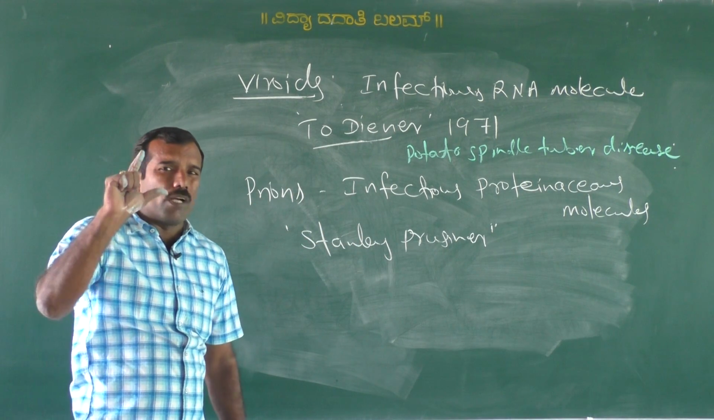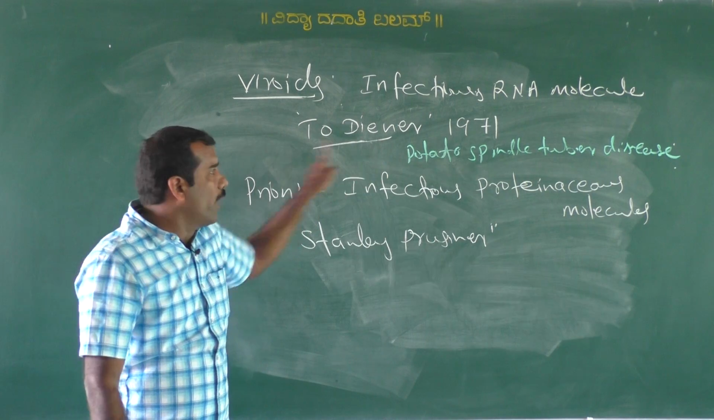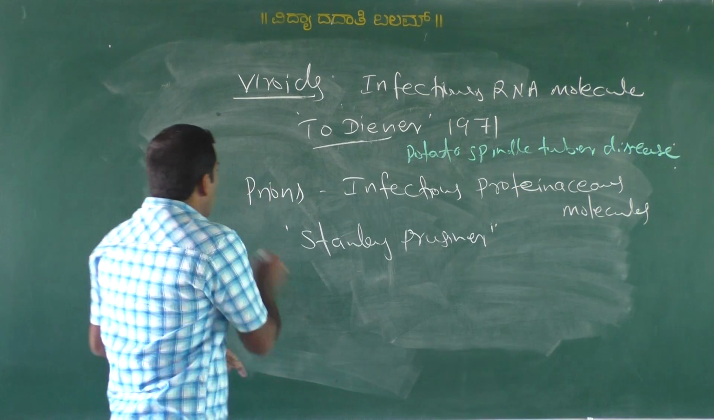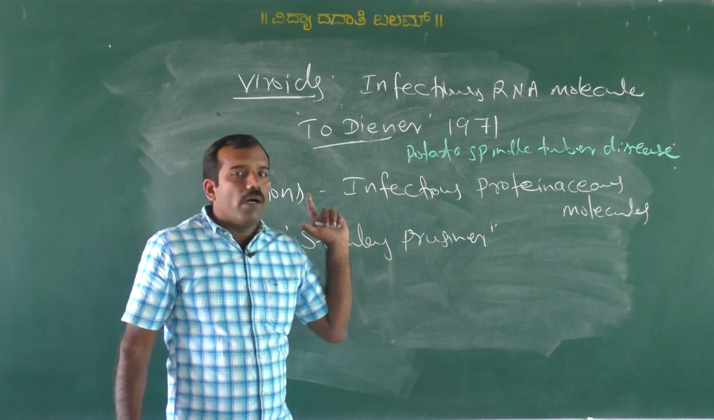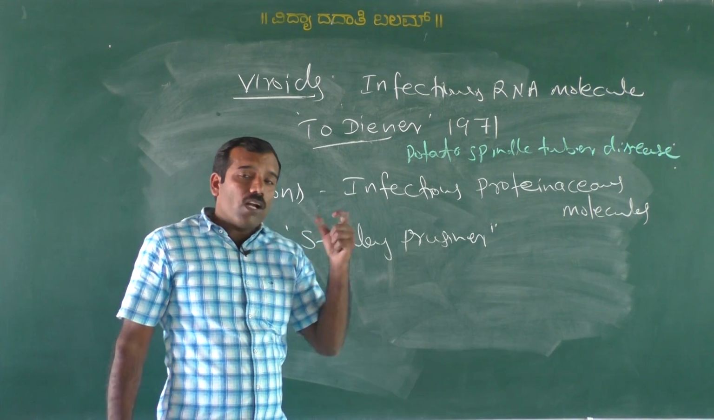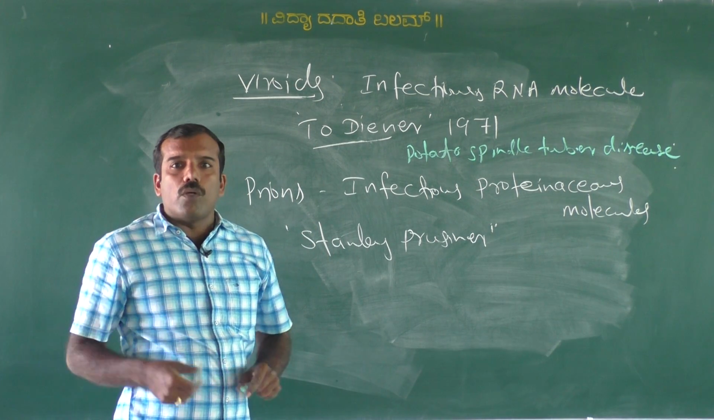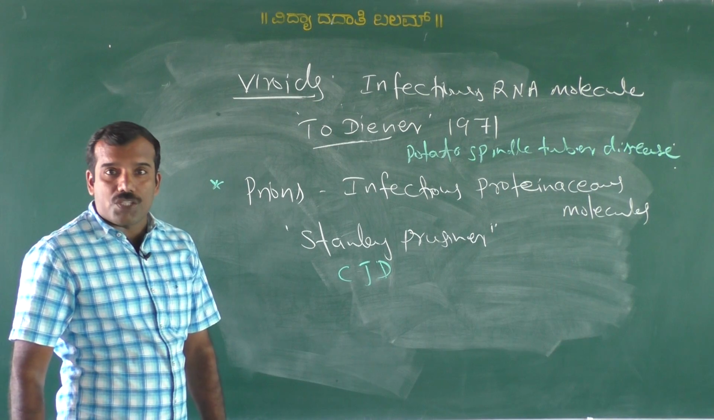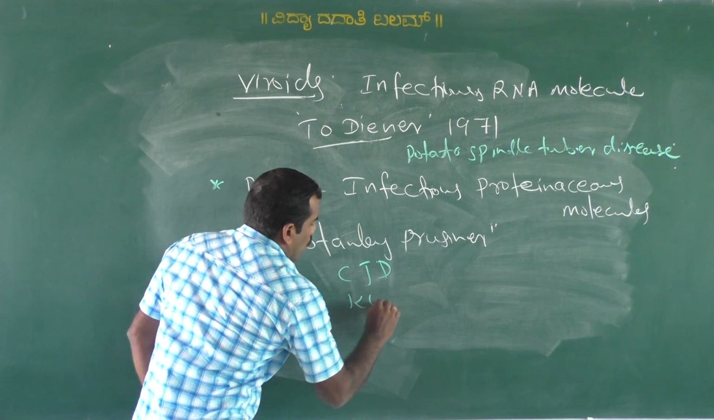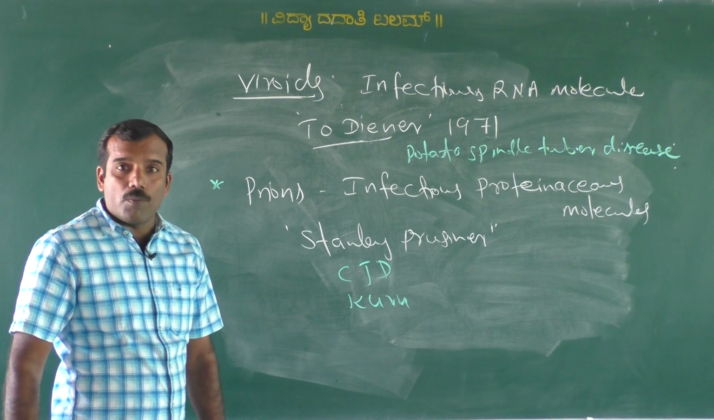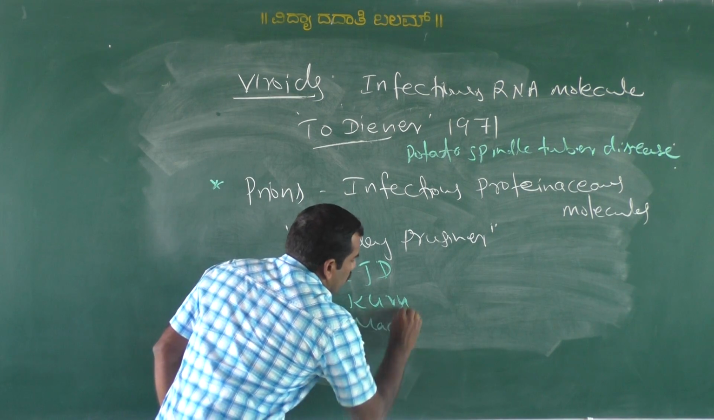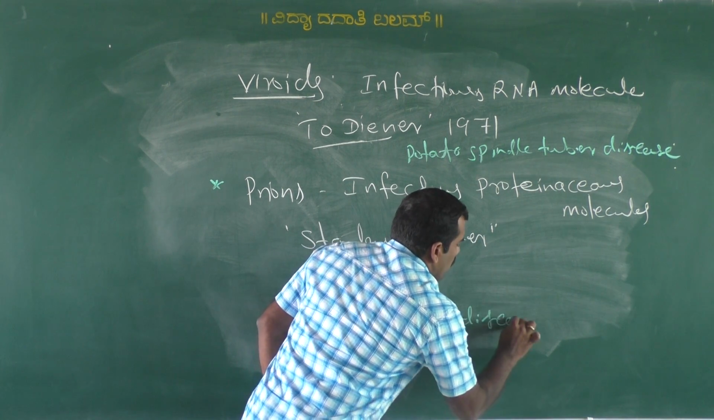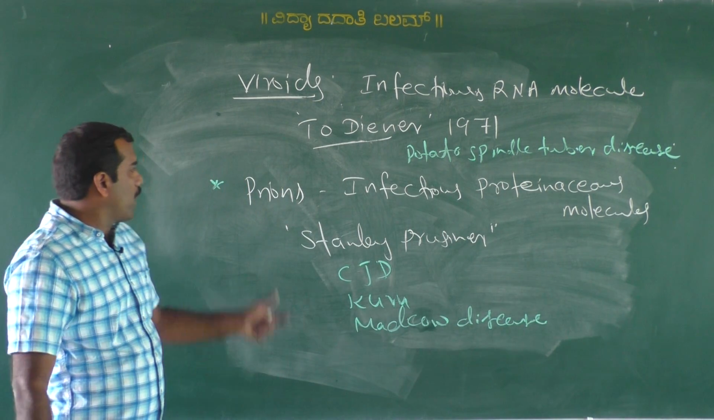For the examination, you have to remember only three points. What are viroids? Who discovered them? Name the disease caused by viroids. That is for NCERT. Prions are not in your NCERT, but you must know that prions are infectious proteinaceous molecules. They cause neurodegenerative disorders like CJD, Creutzfeldt-Jakob disease, and also Kuru, another type of disease. Mad cow disease. So these are all diseases caused by prions.